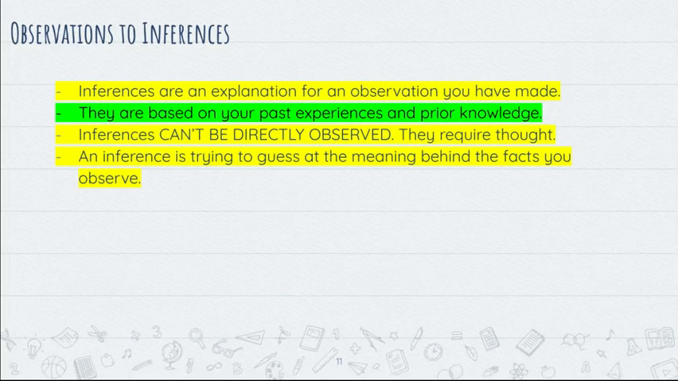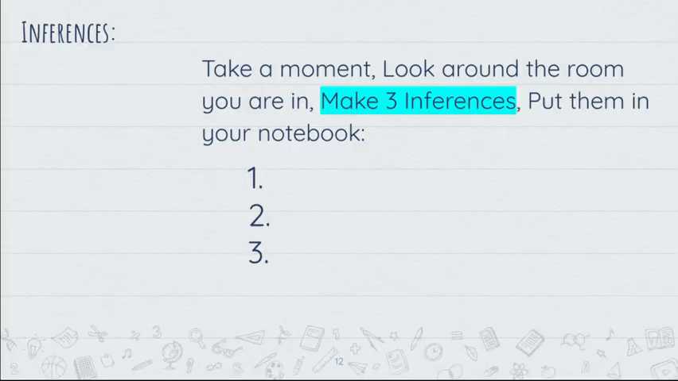Observations to inferences. Inferences are an explanation for an observation you have made. They are based on your past experiences and prior knowledge. Inferences can't be directly observed. They require thought. An inference is trying to guess at the meaning behind the facts you observe.